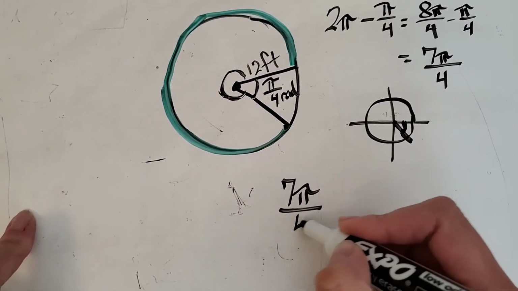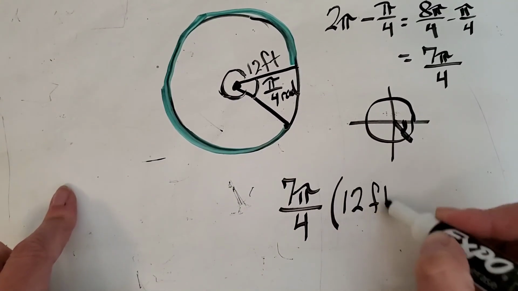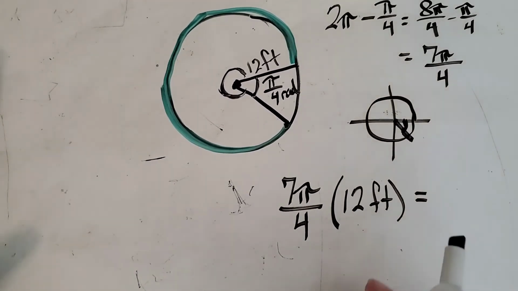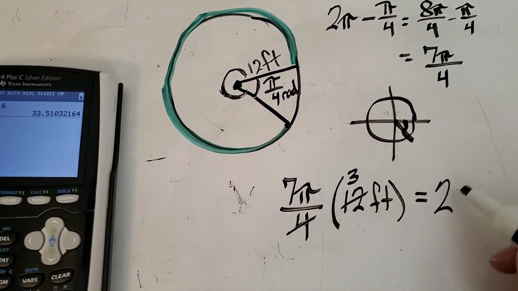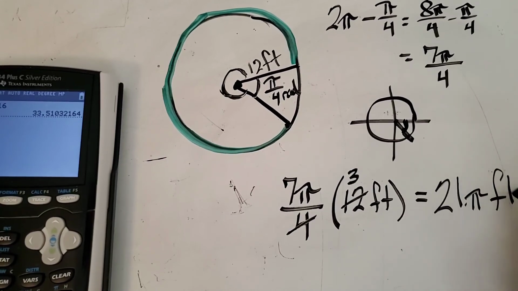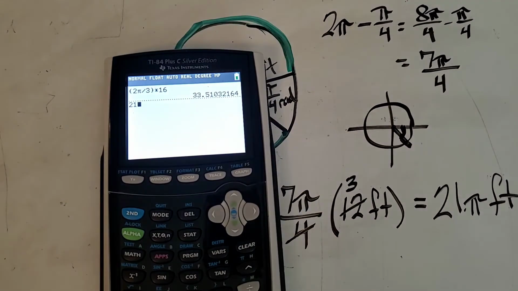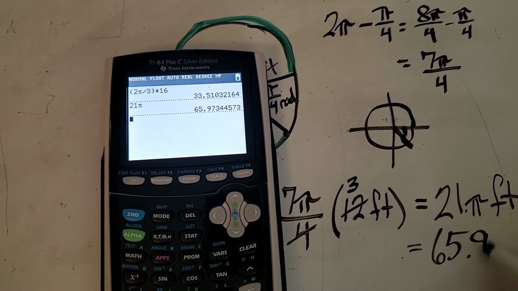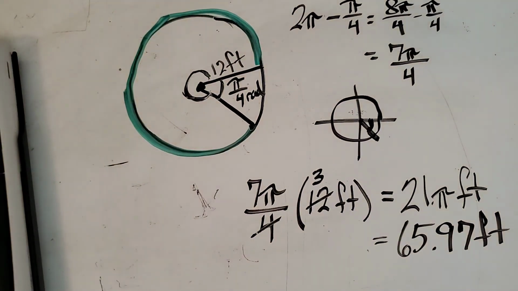So 7 pi over 4 radians, but each radian is 12 feet. So I will multiply those. I can divide both those by 4 and I get 3. So this is 7 times 3 is 21 pi feet. Well, I don't think in terms of pi very well. So what is 21 pi? So we've got 64.97 feet is that green arc length. All right, and there we go.